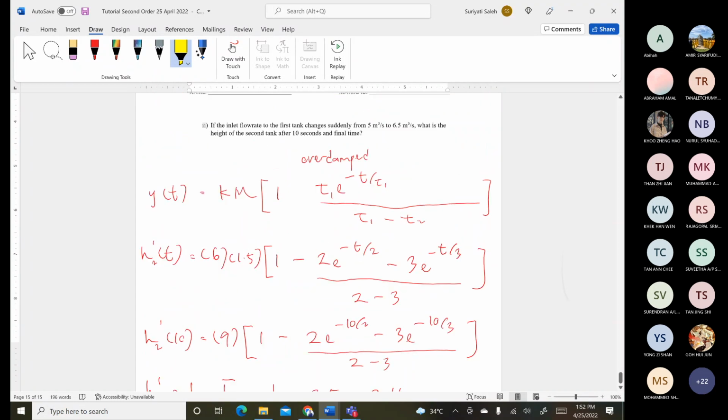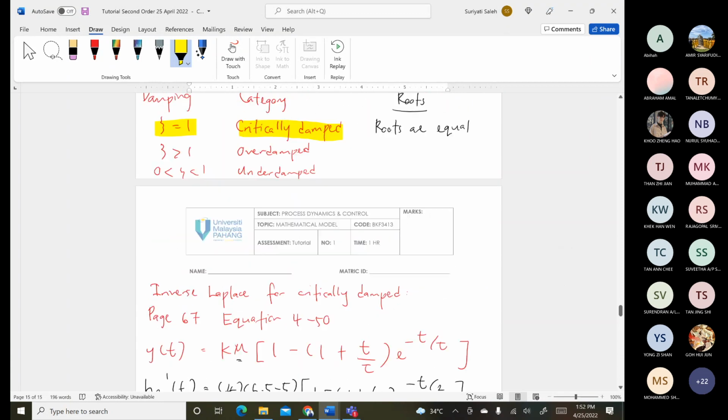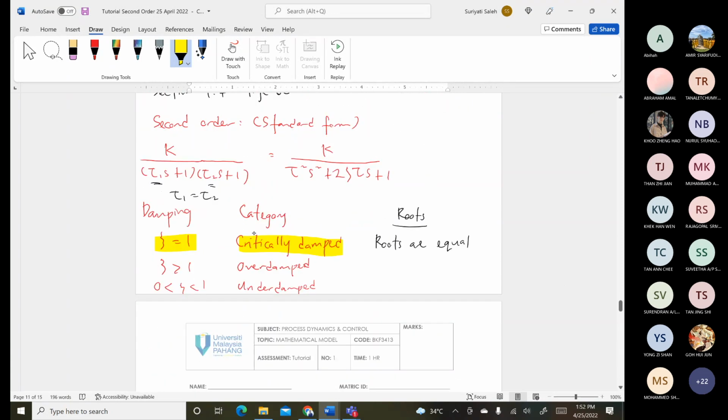For now, we have already covered the overdamped and critically damped cases. That means we have damping equal to 1, and damping greater than 1 for the overdamped, with different roots. For Wednesday's class, we will cover the underdamped response, the second part of the second order.